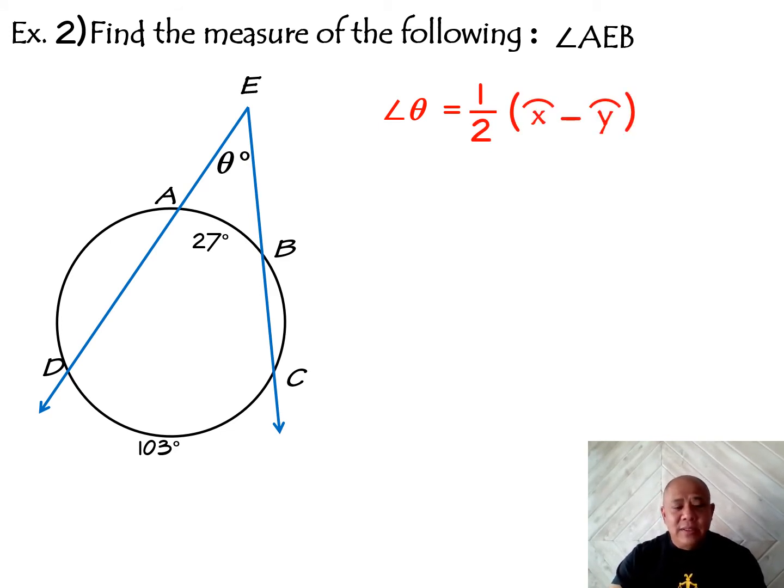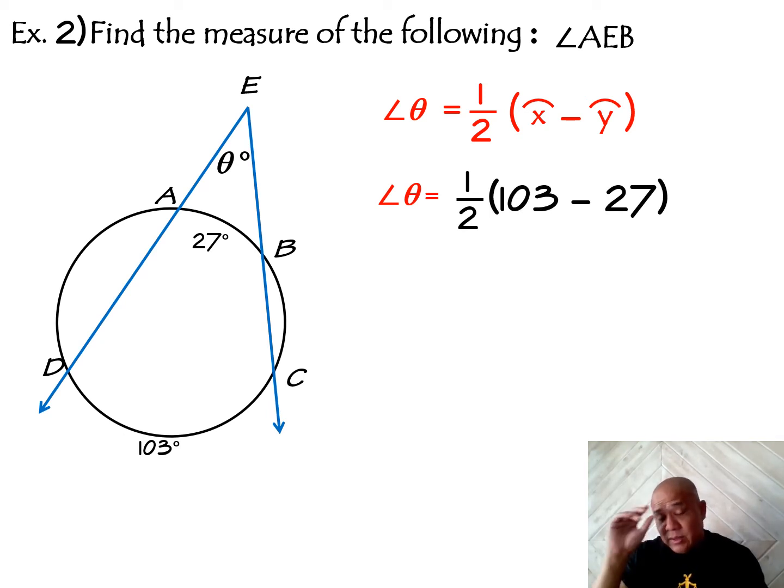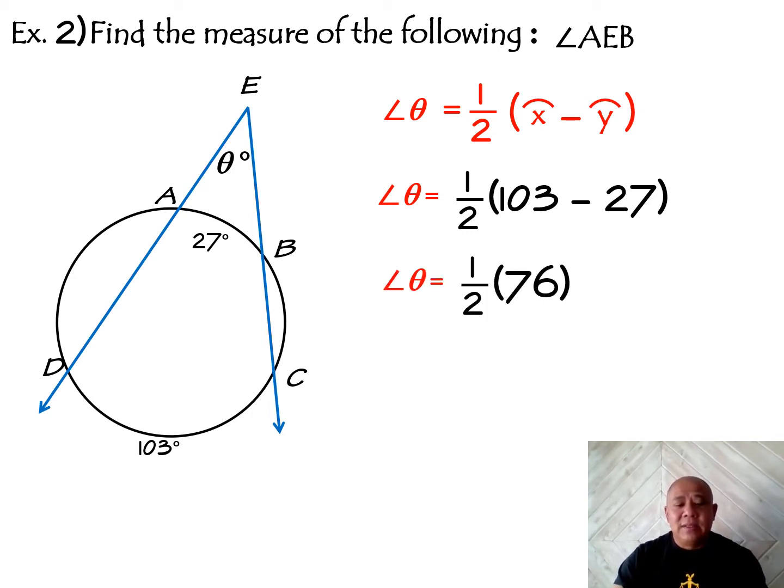Now let's take a look at the picture. What's the bigger arc and what's the smaller arc? So you see theta is going to be half of 103 minus 27. It's the bigger arc minus the little arc, 103 minus 27, which gives us half of 76. 76 divided by 2 is 38, and there you go.